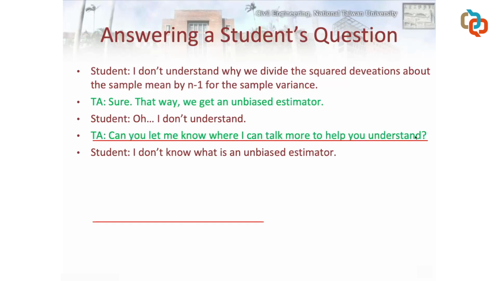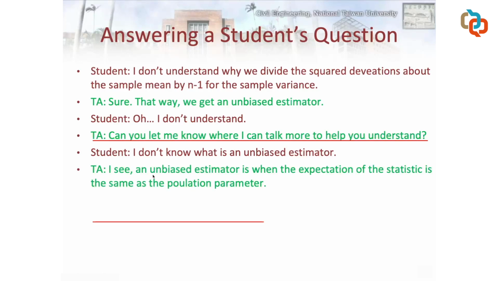And the student said, well, I don't know what is an unbiased estimator. Because within the TA's answer, the TA used the word unbiased estimator, right? So now the TA can focus on what the student does not understand. So the TA said, well, I see, an unbiased estimator is when the expectation of a statistic is the same as the population parameter.